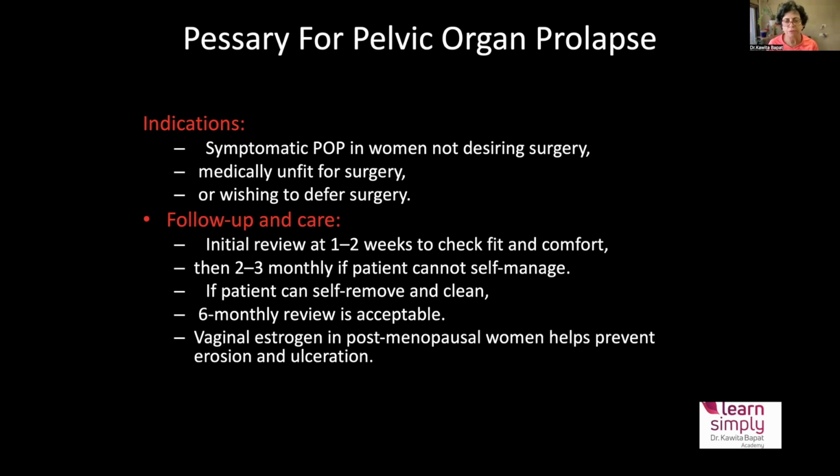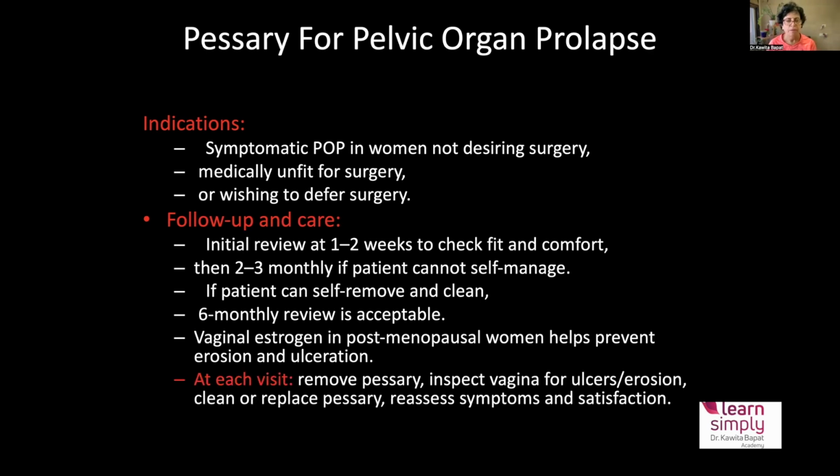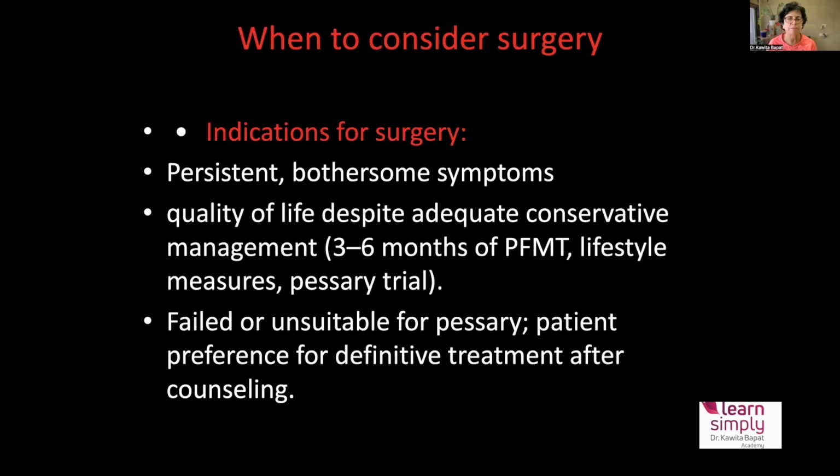And vaginal estrogen in postmenopausal women helps to prevent erosion and ulceration. At each visit, remove the pessary, inspect the vagina for ulcers and erosions, clean or replace the pessary, and reassess the symptoms and satisfaction. Now, when to consider surgery?